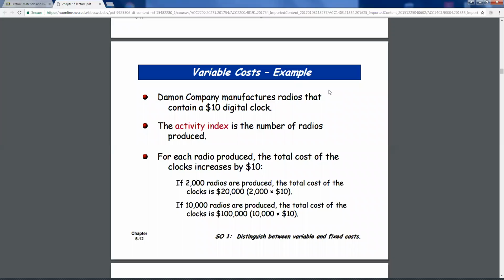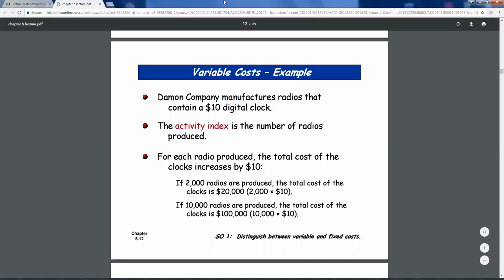If 2,000 radios are produced, then the total direct materials or variable cost is $20,000. If 10,000 are produced, then it goes to $100,000. So you see that the cost per unit remains constant, but the total variable cost increases in direct relation to the activity level.